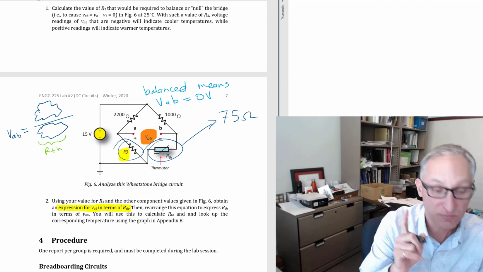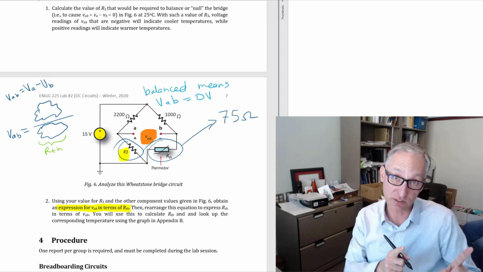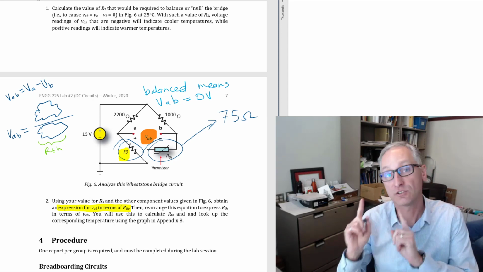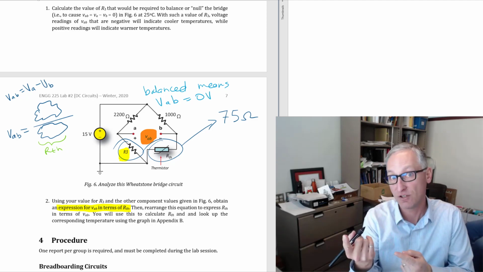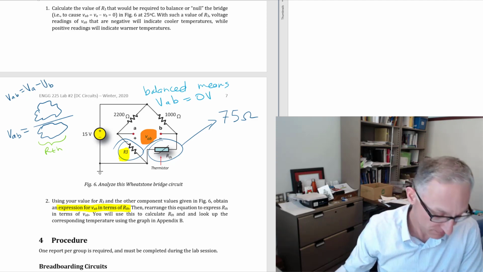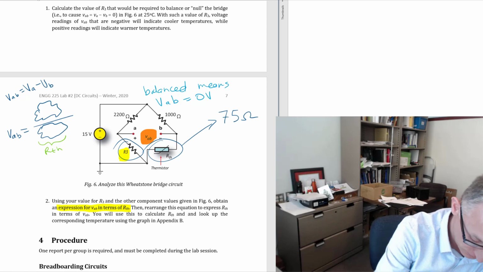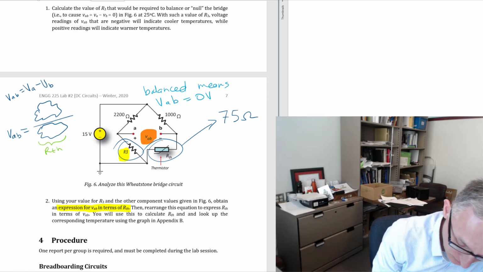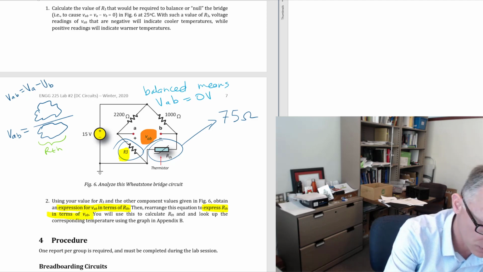And keep this in mind, remember that VAB is equal to VA minus VB. You can use a voltage divider to calculate VA and another voltage divider to calculate VB, and then combine those together by going VA minus VB, and VA minus VB is VAB. Okay? Then, once you get that expression, what you're going to do is rearrange the expression to express RTH in terms of VAB. So you rearrange this equation.